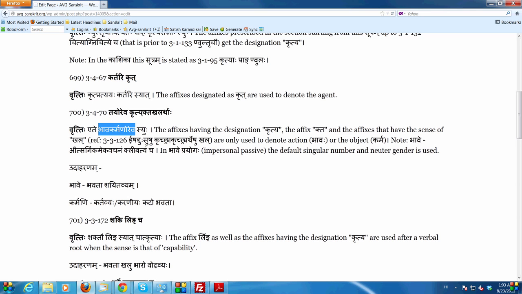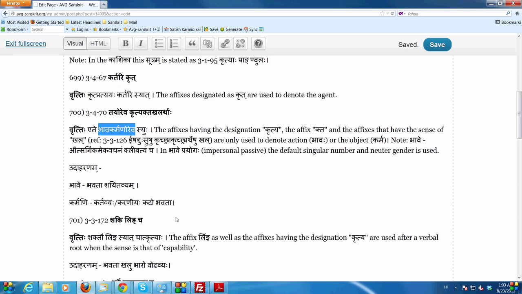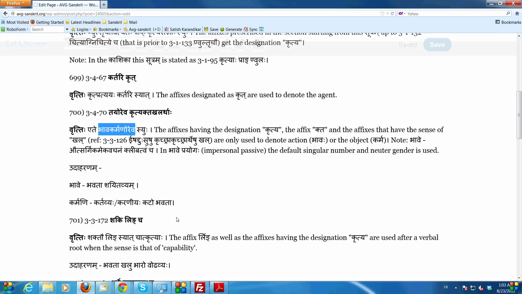We had a default sutram, kartari krit, which was telling us to use every krit pratyaya in the active, in the sense of the agent. But this sutram is an exception to that, telling us that these particular affixes are to be used only in the passive. Of course, if it's an intransitive verb, we can only convey the action itself. So like the act of sleeping should be done by you. In English you would say simply, you should go to sleep.